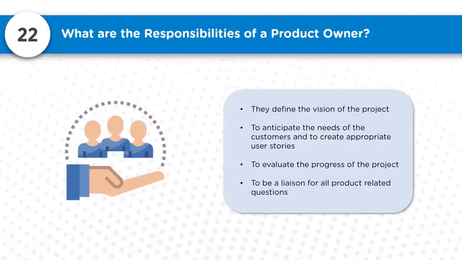The product owner has to evaluate the progress of the project based on the backlog that the product owner has, and has to be the liaison for all product related questions. The team may have certain questions as the sprint progresses. The Scrum team may have certain questions or clarifications relating to the user stories. Those need to be clarified.